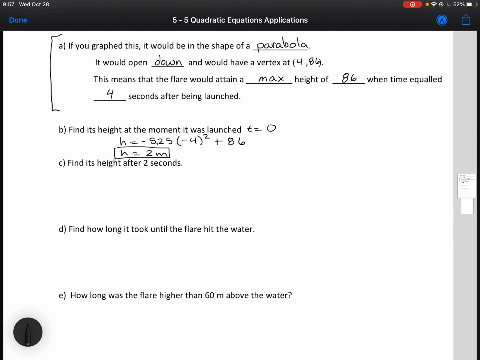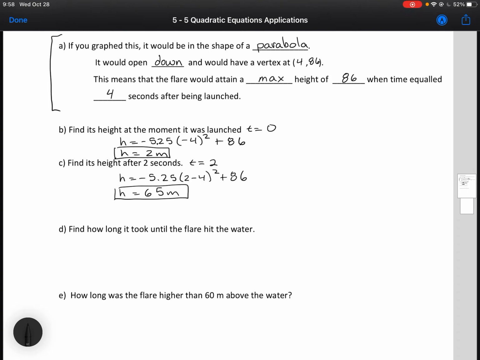The next thing we're going to do is find its height after 2 seconds. So now, same approach that we did in B, except now we're using t equals 2 instead of t equals 0. So here we've got h equals minus 5.25 times (2 minus 4) squared plus 86. When we evaluate that, we would have that h is going to be equal to 65 meters. That you can do using your calculator.